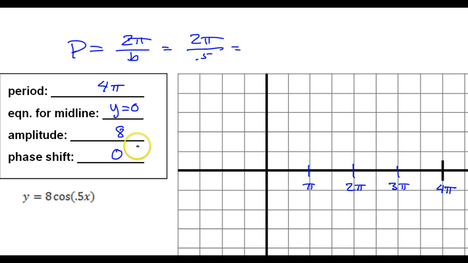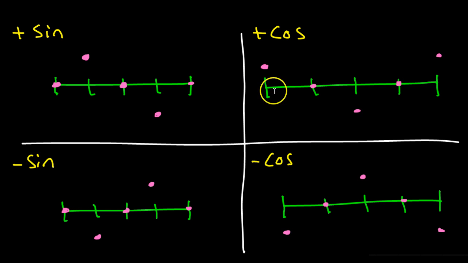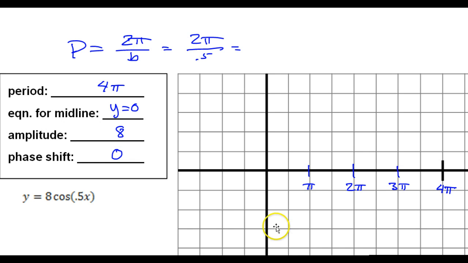So here I go. This is the cosine function. Now as we look at our models, remember that cosine starts off not on the midline, but either above the midline at the amplitude, or if it's a negative leading coefficient, below the midline at the amplitude. So this is a positive cosine, so it's going to start off above the midline at the amplitude.